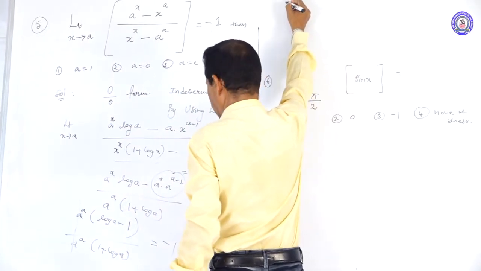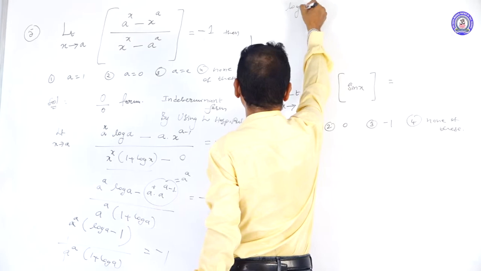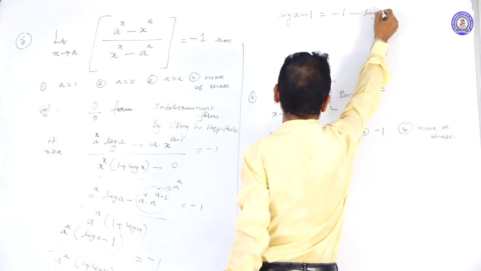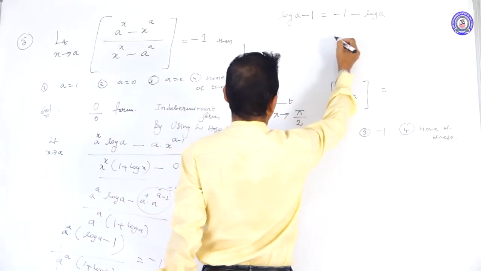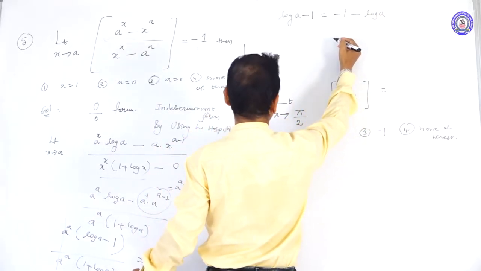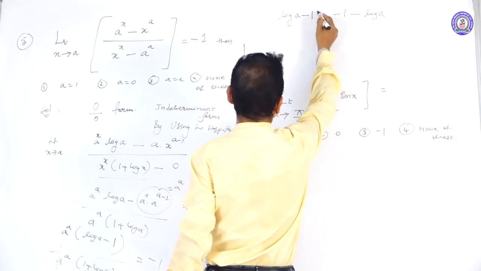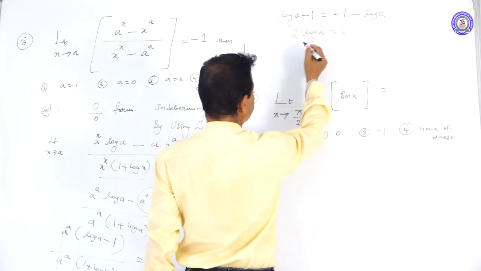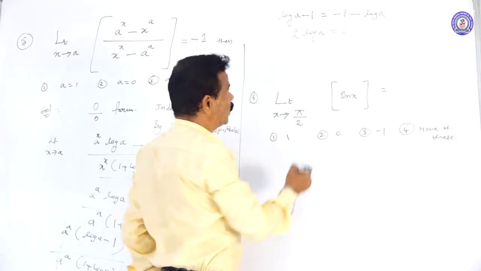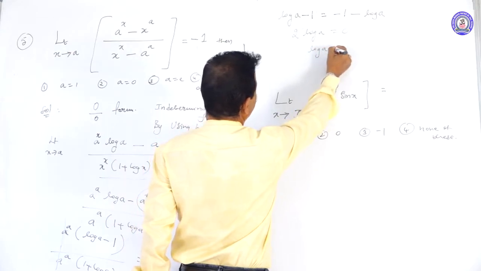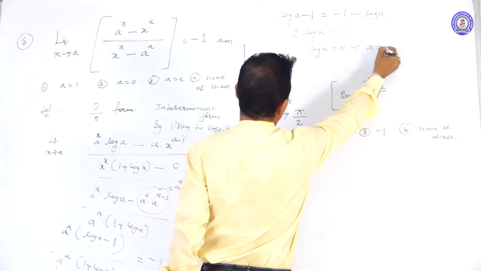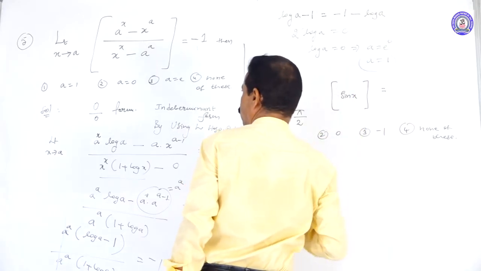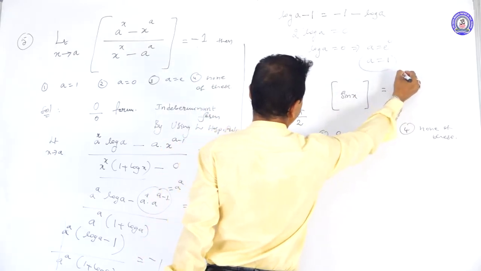On cross multiplication, log a − 1 is equal to −1 − log a. The −1 cancels, so 2 log a is equal to 0. The 2 also cancels, so log a is equal to 0. Then a is equal to e^0, which means 1. So a is equal to 1. So the first option.